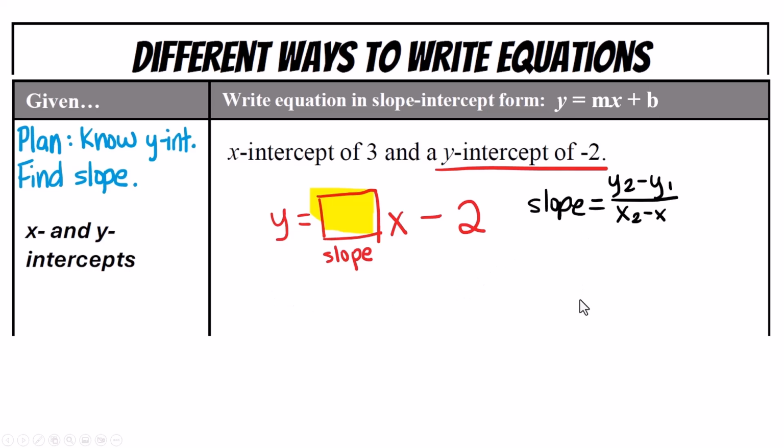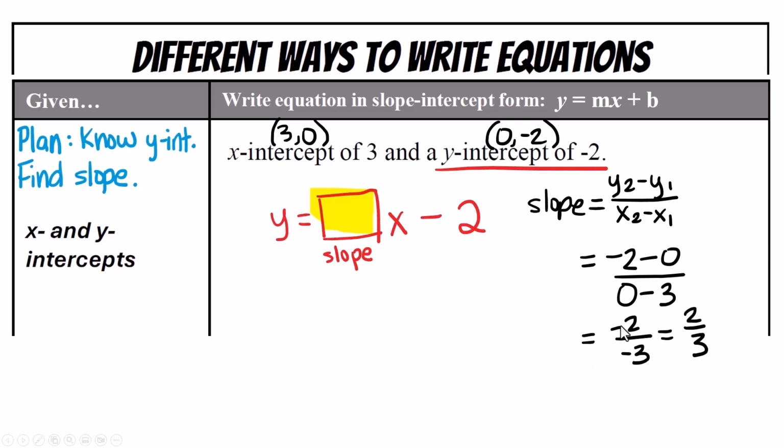Okay, well, I have 2 points and I have a slope formula. I know how to do all of that. X-intercept is 3, 0, and the y-intercept is 0, -2. So I'm going to pop those into my slope formula, do the calculations. I'm going to end up with -2 over -3, which simplifies to just being 2/3. So that's my slope, 2/3. That's my answer. Y equals 2/3 x minus 2.